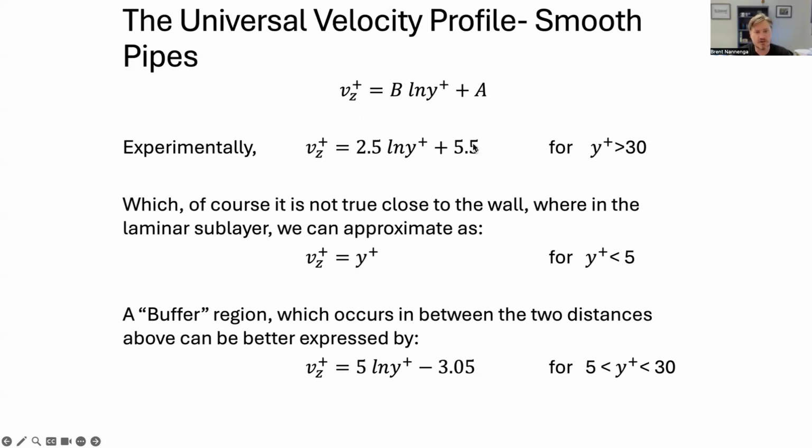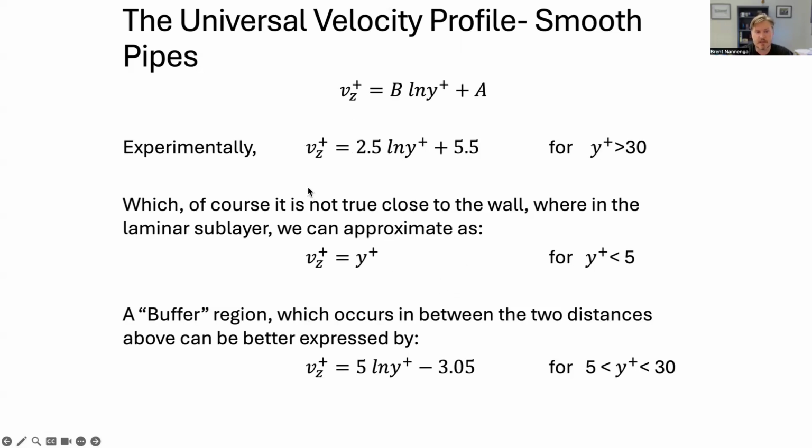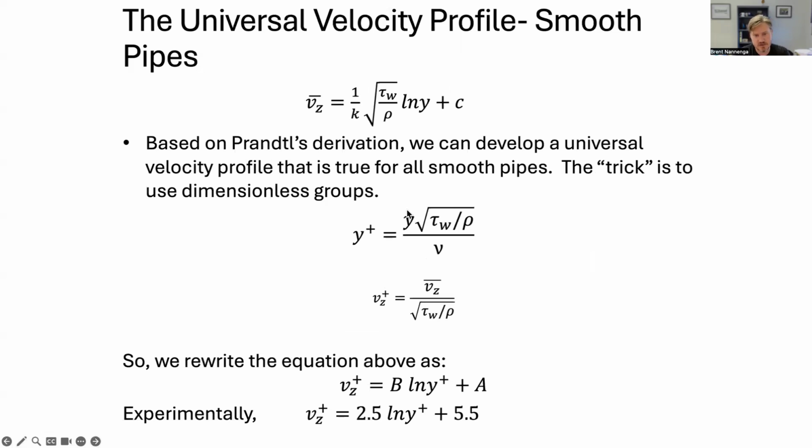Now you can convert your dimensionless velocity back to real average velocity by using this definition here. So you're going to solve for this, and you can back out what your real velocity is. We'll do it in a couple examples, but the idea is you use your real distances to calculate your dimensionless distance.